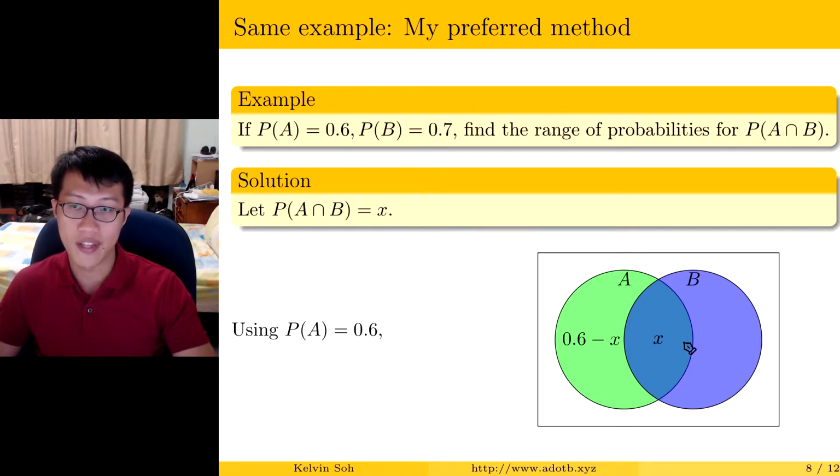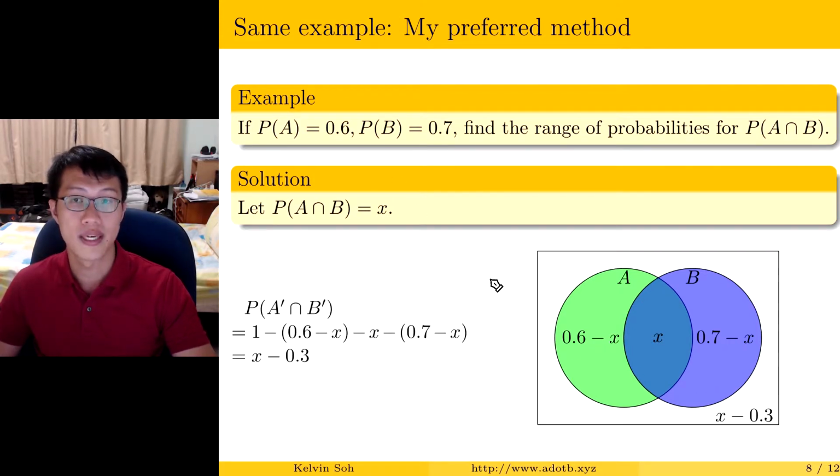0.6 is the area of the entire circle over here. Hence, we can fill up the region over here with 0.6 minus x. Similarly, P(B) is 0.7, so the region over here has an area of 0.7 minus x. To fill up the entire Venn diagram, don't forget the region outside. So to get the region outside, we take 1 minus everything we have: 1 minus (0.6 minus x) minus (0.7 minus x). With a bit of algebra, we will arrive at the answer x minus 0.3.